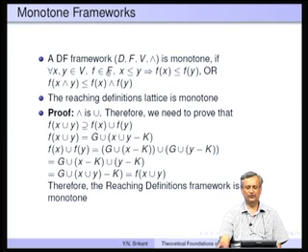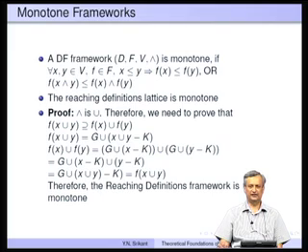A data flow framework (D, F, V, meet) is monotone if for all x, y in V and f in F, that is, f is a member of the transfer functions family, x less than or equal to y implies f(x) less than or equal to f(y). In other words, if x is smaller than y, then f(x) is smaller than f(y) in the lattice theoretic sense.